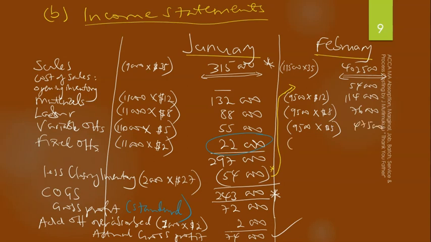We move on to fixed overhead per unit, but it's based on the units produced, 9,500, multiplied by $2 per unit, and we get 19,000. We add up these figures. We should get 310,500.